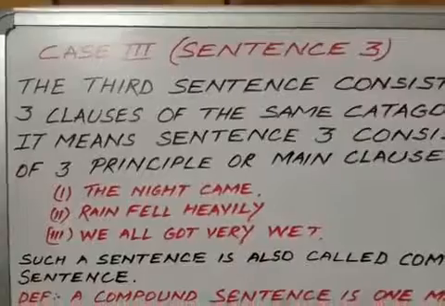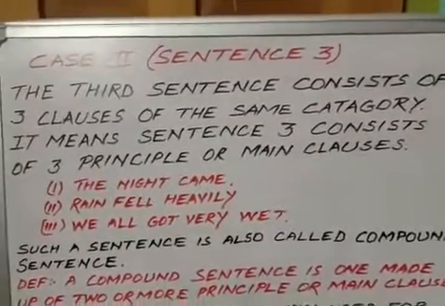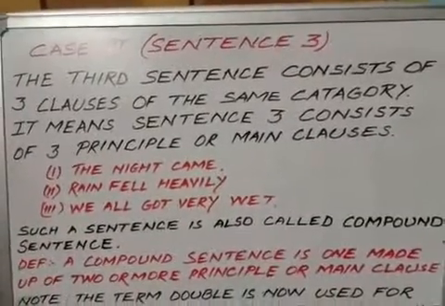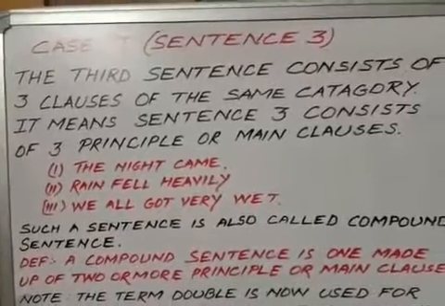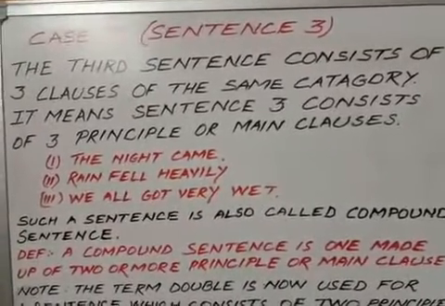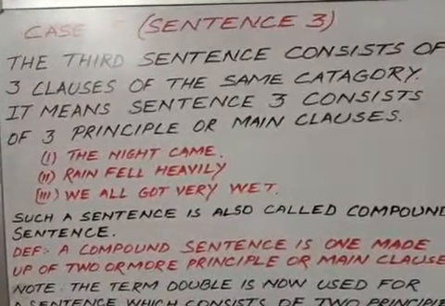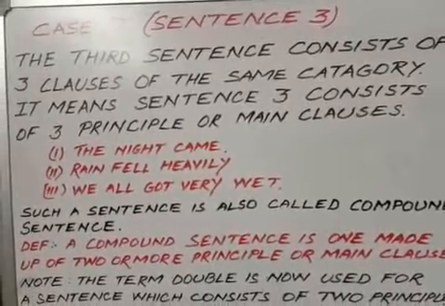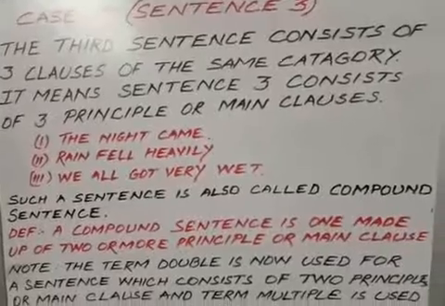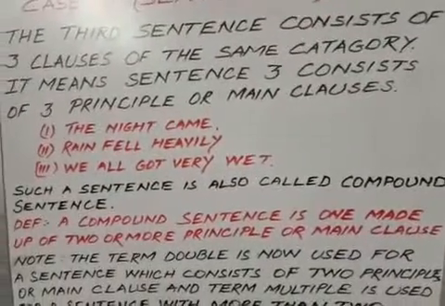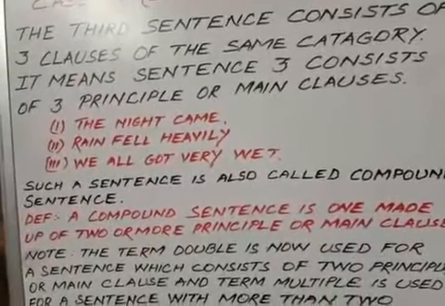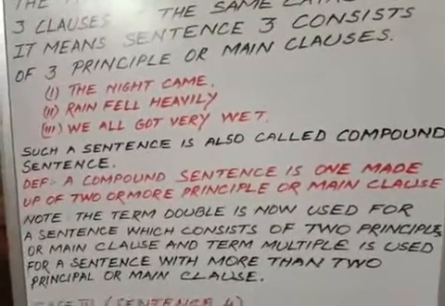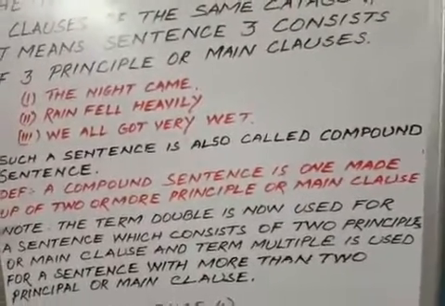Students, let's start with the continuation. Case 3. Sentence 3. The third sentence consists of three clauses of the same category. It means sentence 3 consists of three principal or main clauses. The night came, number 1. Number 2, rain fell heavily. Number 3, we all got very wet. Such a sentence is called a compound sentence. Now let's go to the definition. A compound sentence is one made up of two or more principal or main clauses.